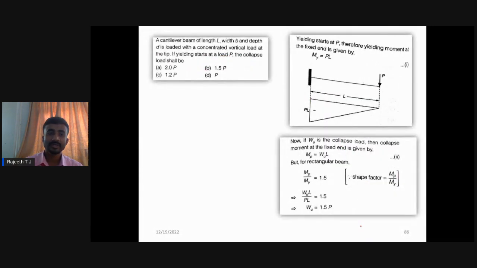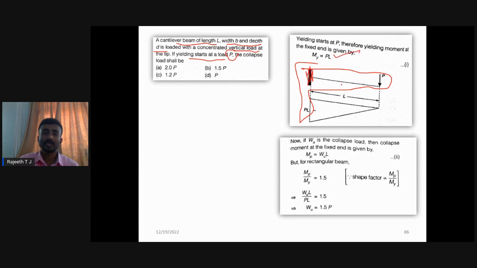Okay. The next one: a cantilever beam of length L, width B, depth D, loaded with a constant vertical load at the tip. Yielding starts at P. What is the collapse load? So now we need to calculate the collapse load. This is the condition they gave, the P and also the cantilever beam condition.